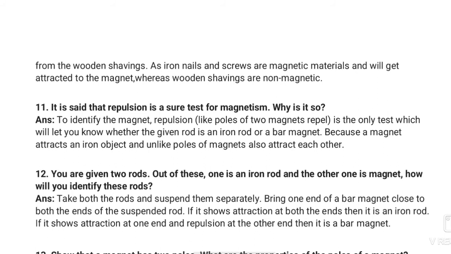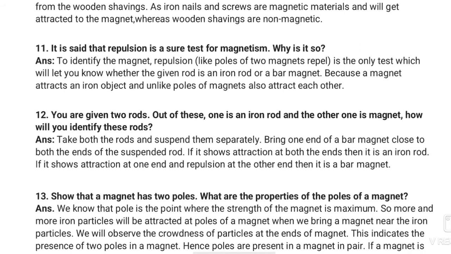Next question: you are given two rods. Out of these, one is an iron rod and the other one is a magnet. How will you identify these rods? Students, here are two types of material. First is an iron rod and second is a magnet. So how will you identify these rods?